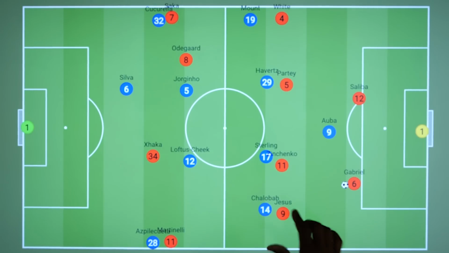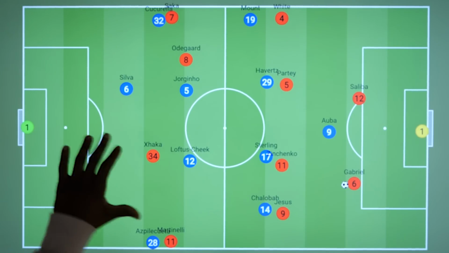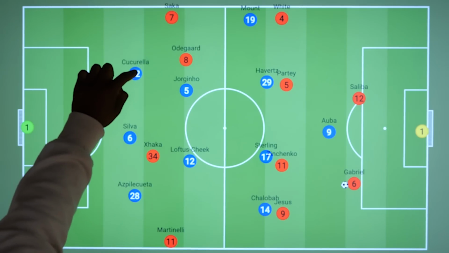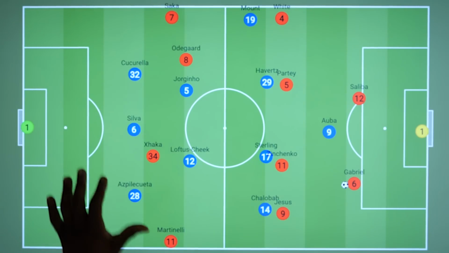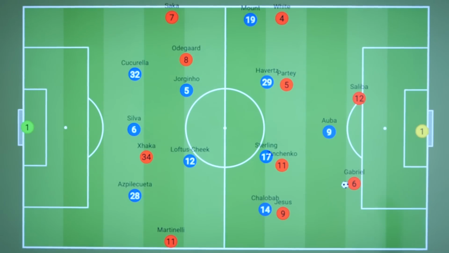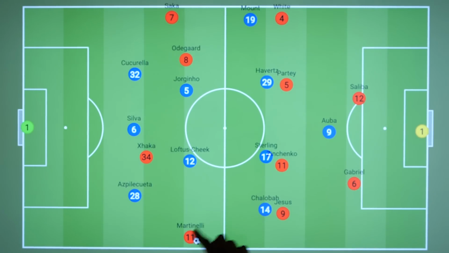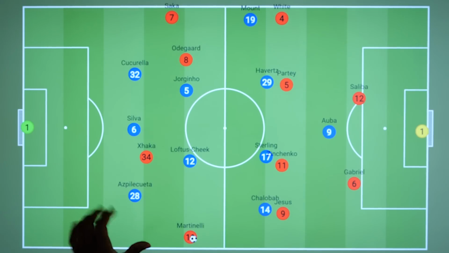But as Potter was apparently desperate to stop Jesus receiving in these deep regions, one way that he did adapt was by getting Azpilicueta to drop deeper, so that in these situations they had a makeshift back 3. But the problem with this, of course, is that now Martinelli had a little bit more room in which to receive out on the left-hand side, then have a run at the defender potentially.